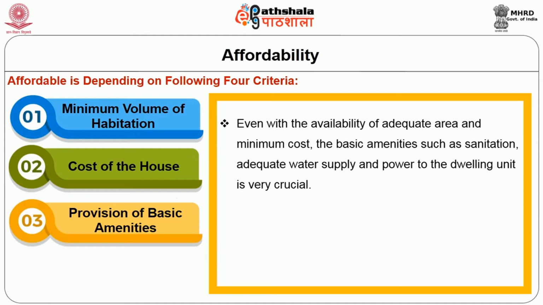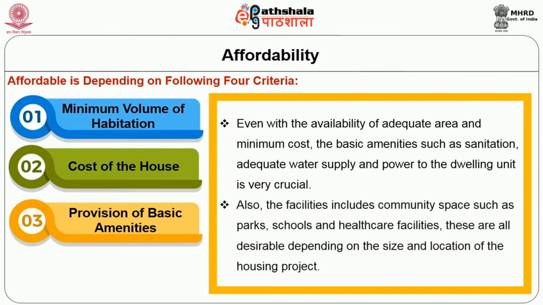Even with the availability of adequate area and minimum cost, basic amenities such as sanitation, adequate water supply and power to the dwelling unit are very crucial. Also, the facilities include community space such as parks, schools and healthcare facilities. These are all desirable depending on the size and location of the housing project.